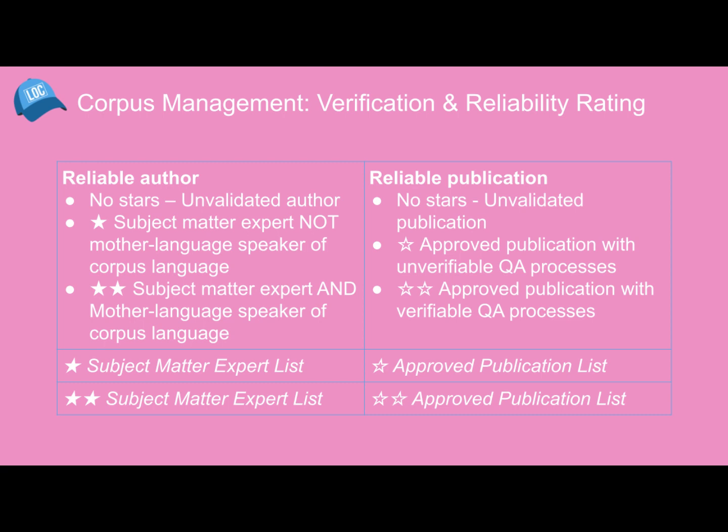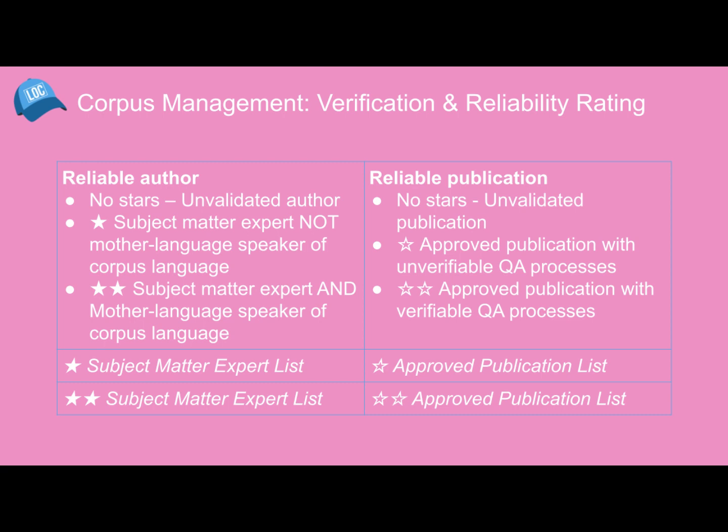When next completing the step of verification and reliability rating over the items submitted to a corpus, there are 2 axes on which you'll want to judge the reliability of a publication. Ideally, the verification stage would be completed by a person who did not submit the corpus item. So you'll want to determine, first of all, is this a reliable author who has written the document that has been submitted to the corpus? Next, is the publication in which the author has published their work a reliable publication?